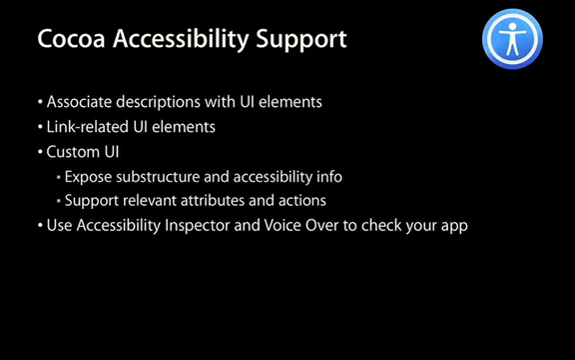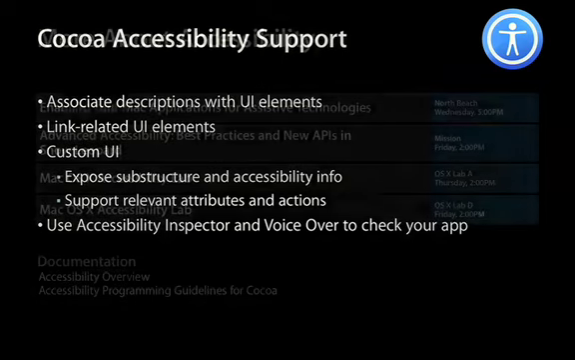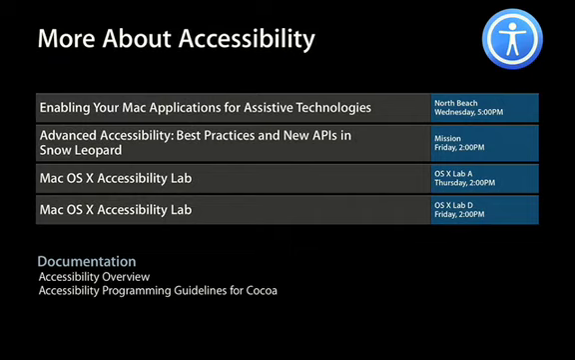If you write custom user interface, you may have some additional work to do. You may have to expose substructure and other accessibility information about your custom views in order for them to work well with accessibility. And you may need to support relevant accessibility attributes and actions. You can use the Accessibility Inspector application and VoiceOver to check to make sure that your application is accessible. There's a ton of content this week about accessibility, so you can go and learn a lot more about it. For documentation, start with the Accessibility Overview and the Accessibility Programming Guidelines for Cocoa.